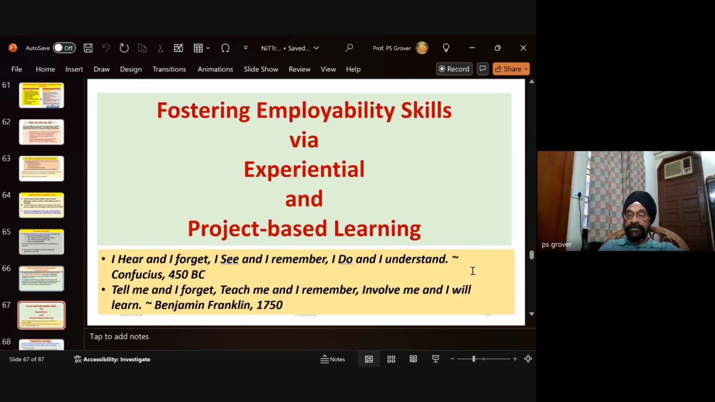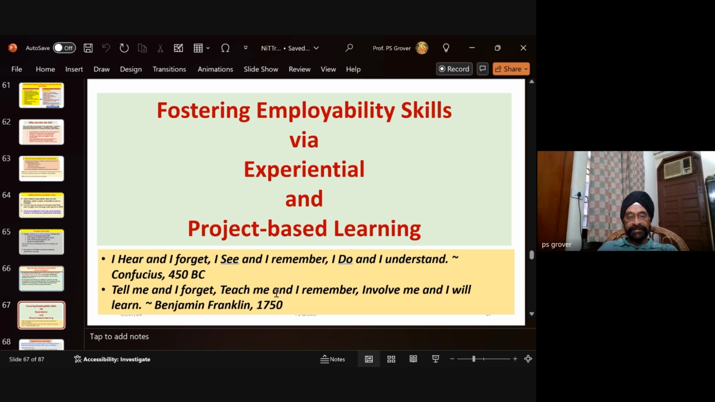So, fostering employability skills by experiential and project-based learning. ये quickly मैं करूँगा, तो आप काफी शायद familiar भी होंगे। अगर नहीं होंगे, please do ask that. Now you know this saying very well. I hear, I forget. I see and I remember. You know all these things.